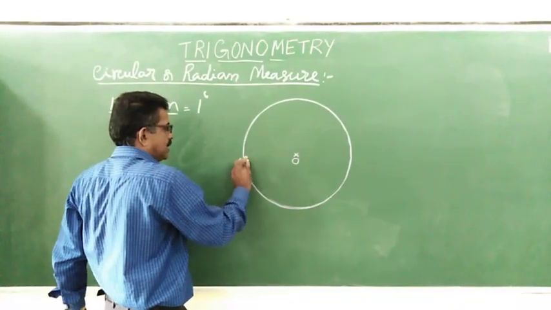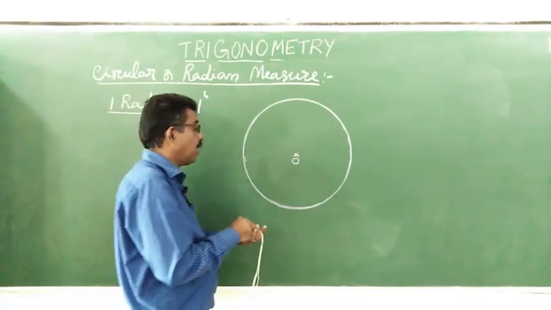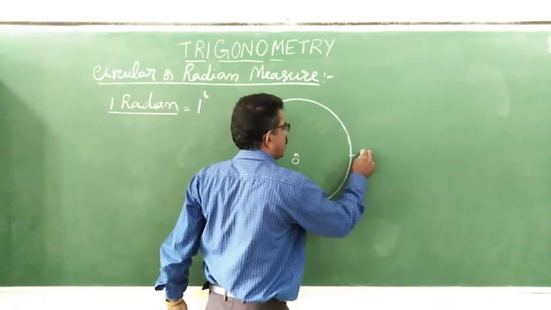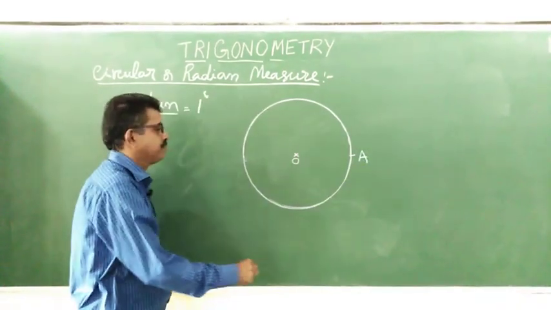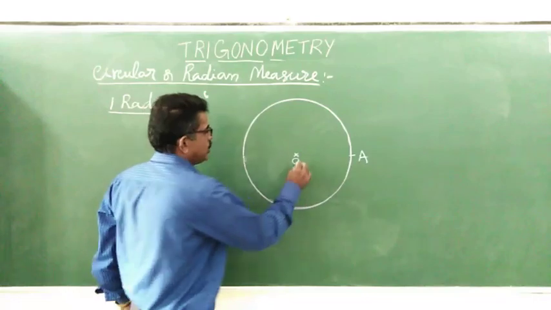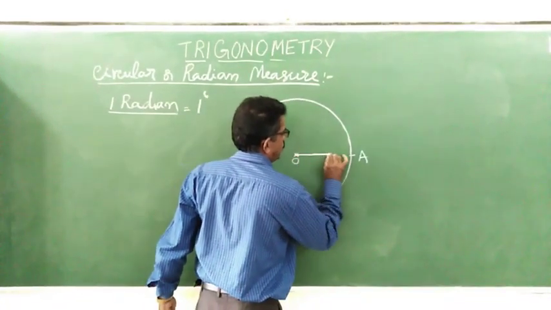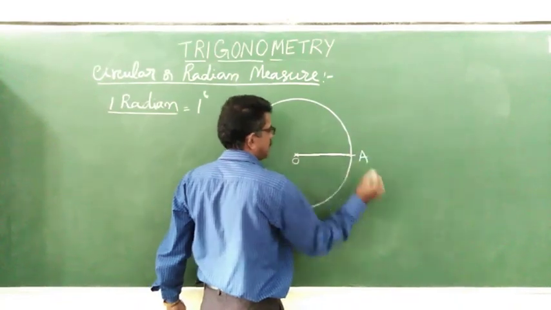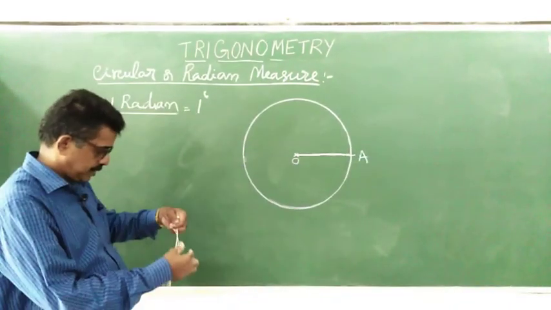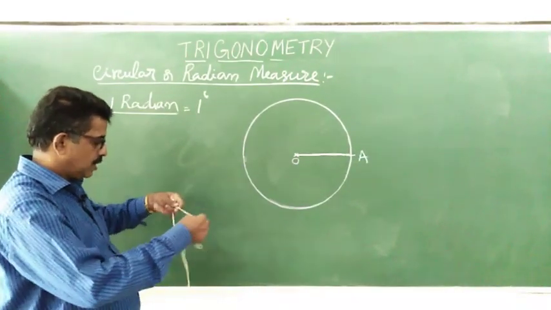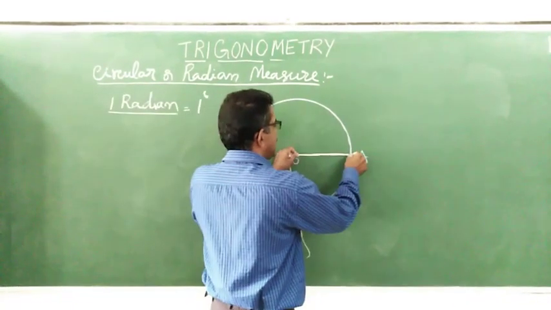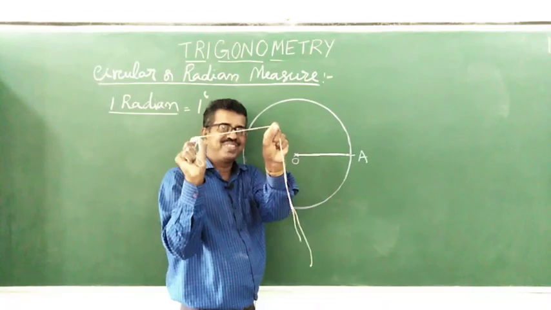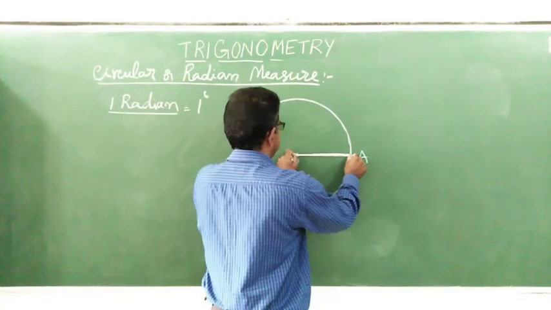So the circle came out perfectly, right? Let me take a point here, I call this A. Let me join that to the origin. OA is one of the rays. I call this the initial ray. And just once again look at it, the radius of this circle is this one. This is the radius.